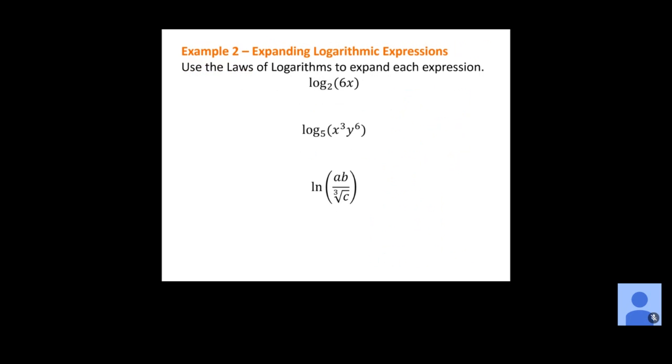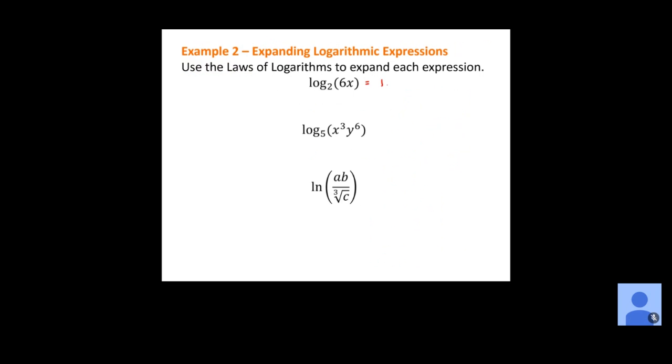Example 2. So now we want to use laws of logarithms to expand each one of these expressions. So the first one we were condensing first so that we could evaluate. Now we actually want to work the other direction and expand these out. So what I noticed with this first one is I actually have multiplication inside my logarithm. That means I can split this into two separate logarithms using addition.